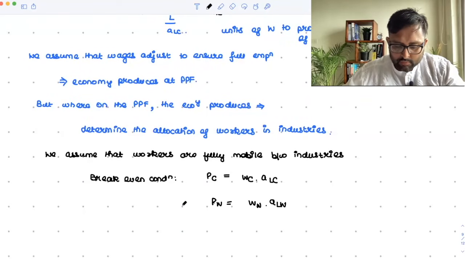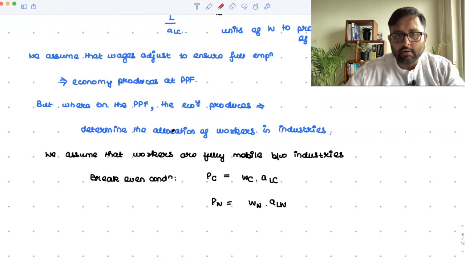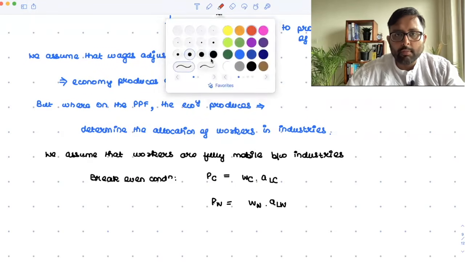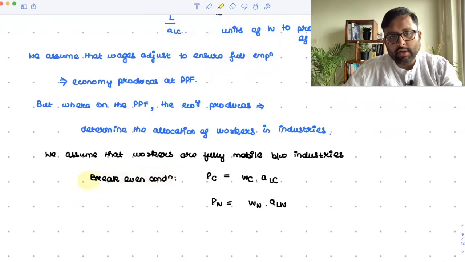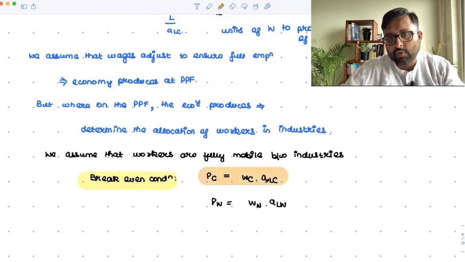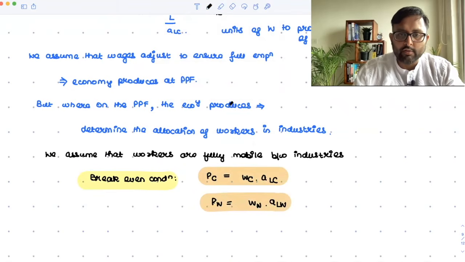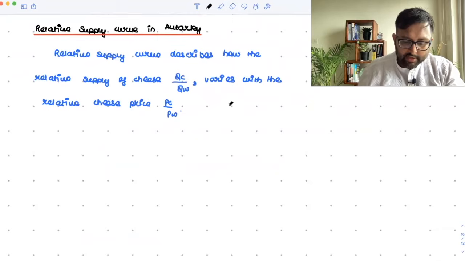So this is what my break-even conditions are in the cheese industry and in the wine industry. Just remember them. They're going to be useful for us. Fair enough. And how do you get the relative supply curve?